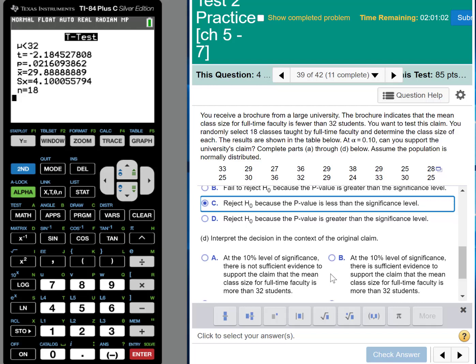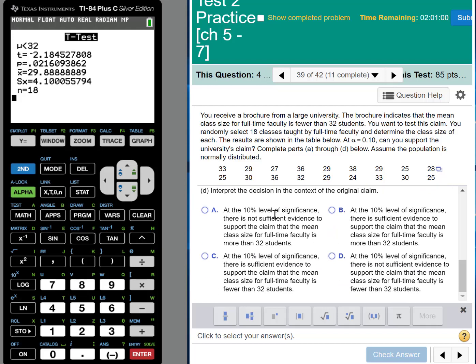Just look for this language. There is not this one. It says there is not to support the claim, yeah? Not more. It says here more than 32 students. We want less than 32 students. So just read the whole thing. Right here, it's C. You see? There is sufficient evidence to support the claim that the mean class size for full-time faculty is fewer than 32.